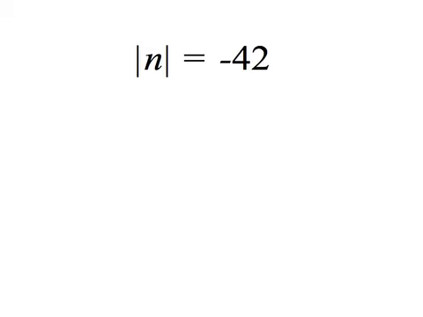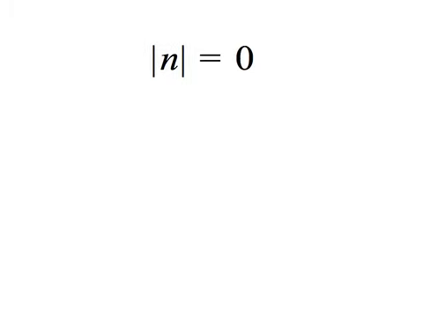Here's another absolute value equation. The absolute value of a number is negative 42. Well, if you remember our look at absolute values in a much earlier lesson, you know that absolute values cannot be negative because they represent distances. So there is no solution to this equation, and we put the empty set symbol as the quickest way to show that we know there's no solution to this equation.